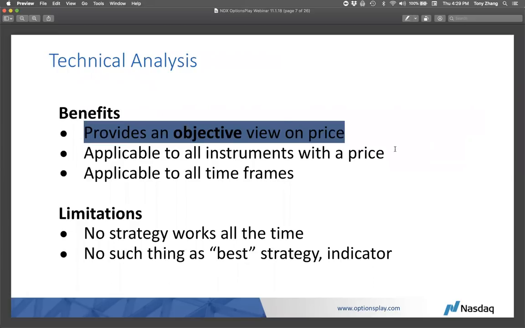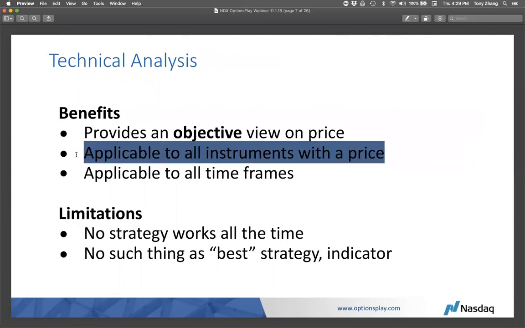Second part is that it's applicable to all instruments with a price. This goes back to my point about if you're a fundamental analyst, you can't apply that to other markets. Technical analysis, you can apply to all different markets. And for those of you that are traders, you know that just studying one market many times is not enough. You have to look at other markets, or at least be aware of what's going on in other markets.